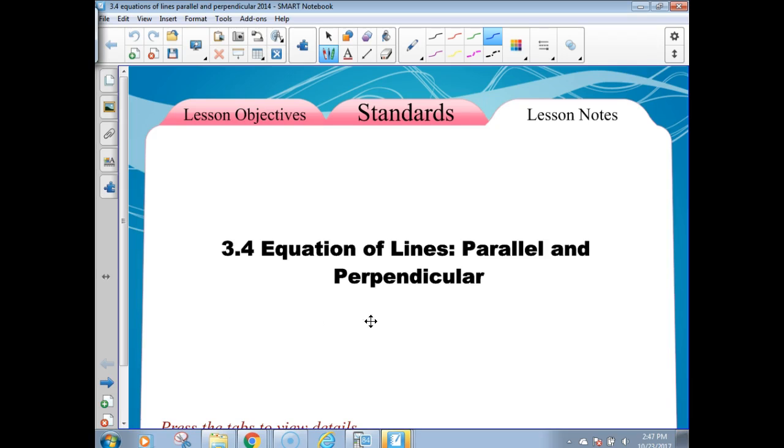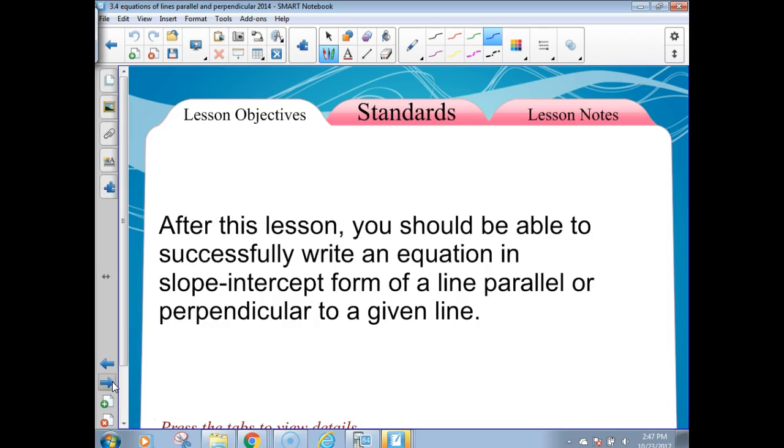Anyway, we're using graphing calculators today to help us visualize this, and it might be a little bit more fun. So today, after this lesson, you should be able to successfully write an equation in slope-intercept form of a line parallel or perpendicular to a given line.